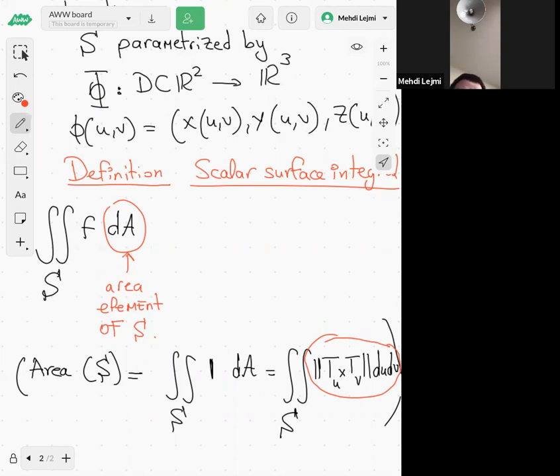That's actually what we proved on Tuesday. On Tuesday, I showed you why the area of a very small parallelogram which lies on the surface S is equal to the norm of this cross product.